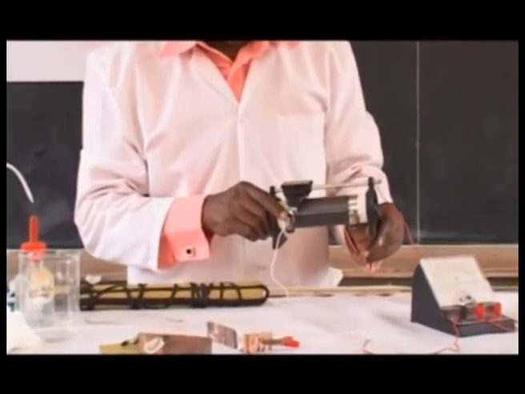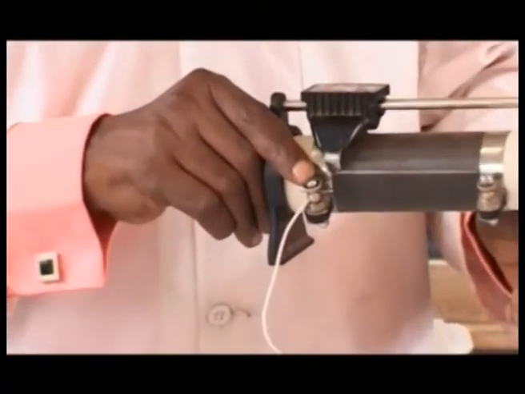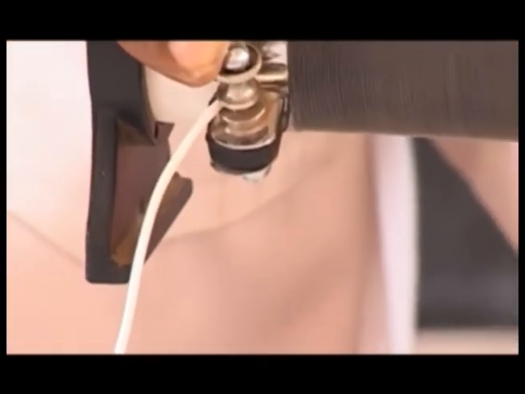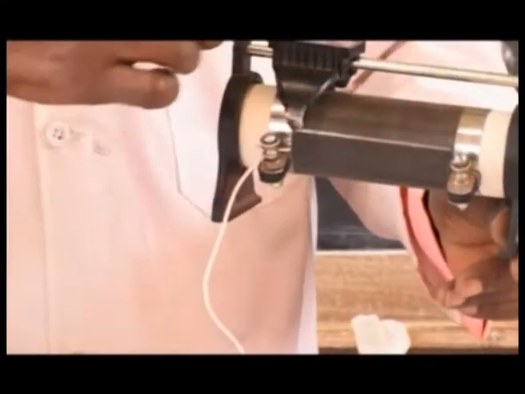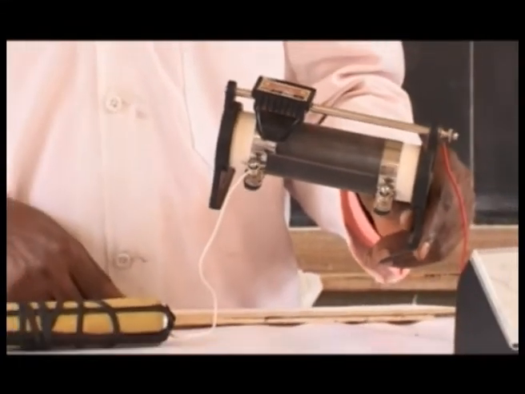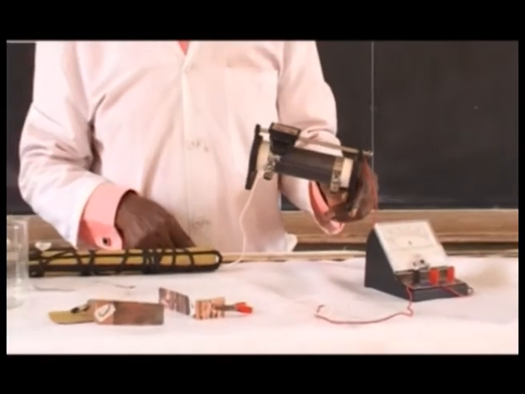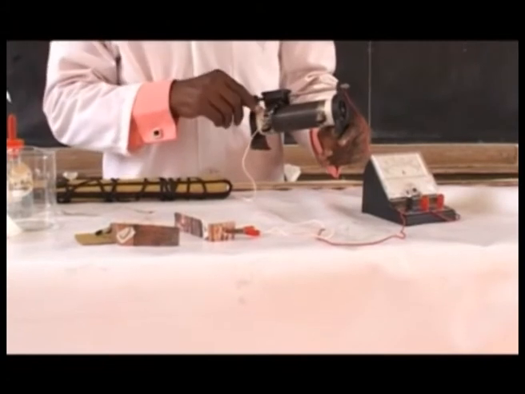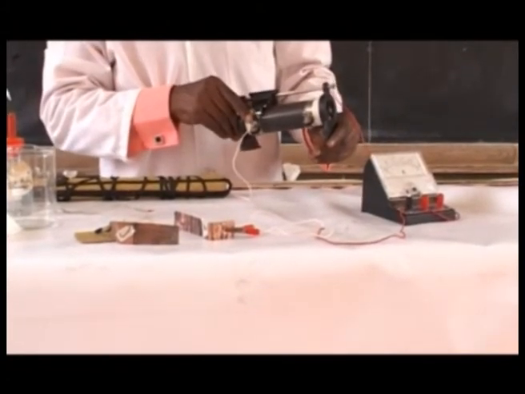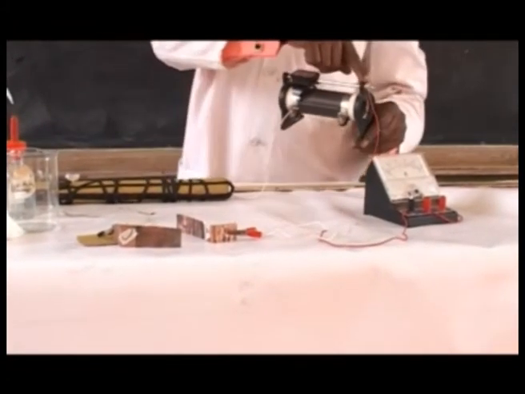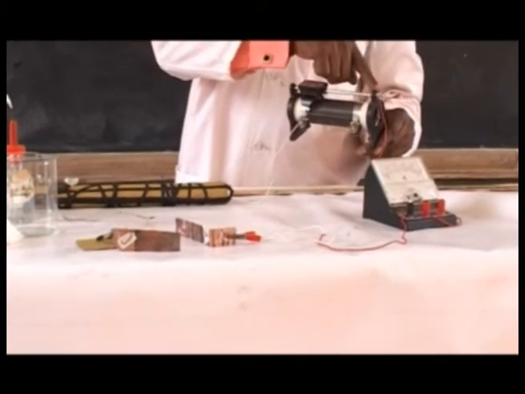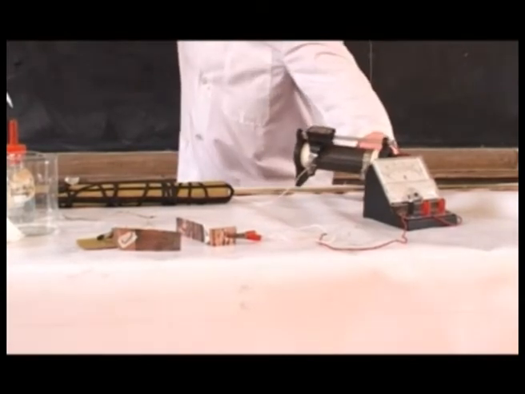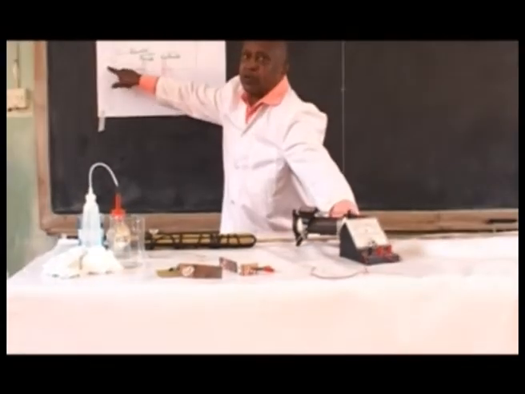This is called a variable resistor, but it is also a straight resistor. If you use this terminal and this terminal, this apparatus becomes a straight resistor. But if you use this terminal and this upper one, this apparatus becomes a variable resistor, and the symbol is this box with an arrow.